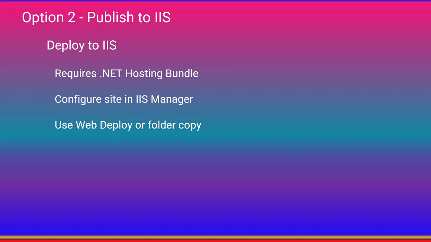To publish your app to IIS, ensure the server has the .NET Core hosting bundle installed. Then, configure a new site in IIS Manager. You can deploy using Web Deploy directly from Visual Studio or publish to a folder and manually copy files to the server's wwwroot directory.